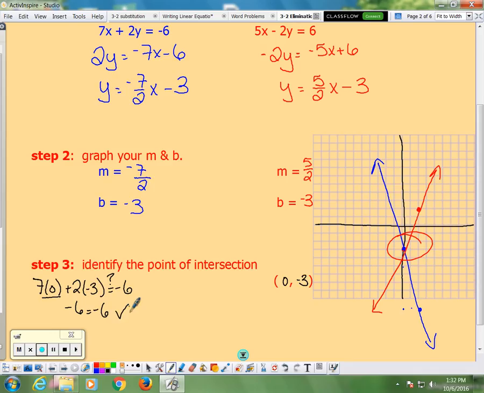But we need to do it to the other equation, so that's 5 times 0 minus 2 times negative 3 equals positive 6. Is that true? Well, this once again is 0, and a negative times a negative is a positive, so I get 6 equals 6, and sure enough, it checks.